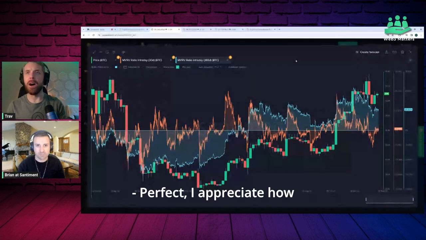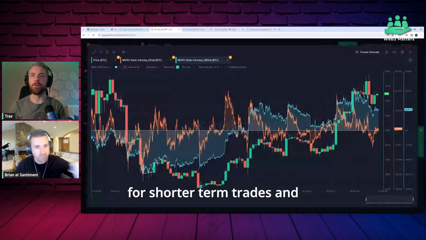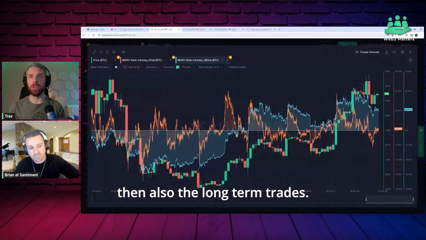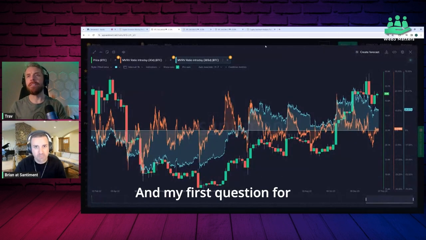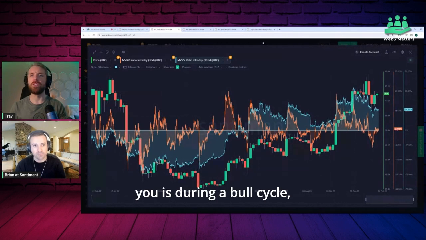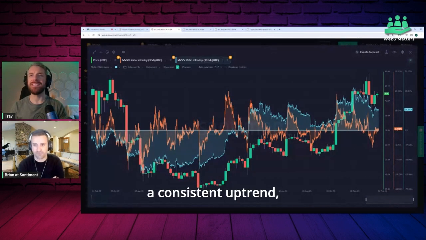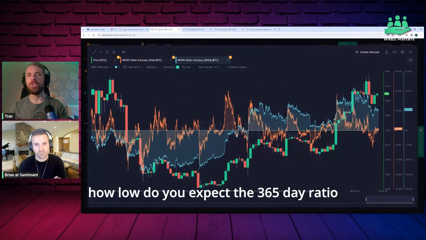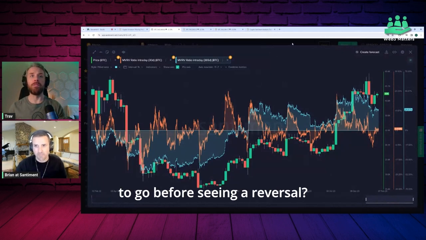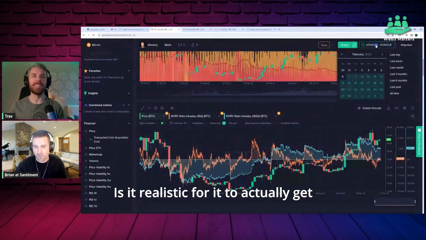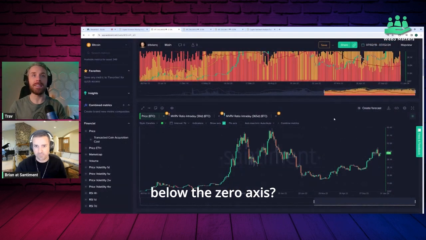Perfect. I appreciate how there is a different metric for shorter-term trades and then also the long-term trades. And my first question for you is, during a bull cycle, when we do see a consistent uptrend, how low do you expect the 365-day ratio to go before seeing a reversal? Is it realistic for it to actually get below the zero axis?